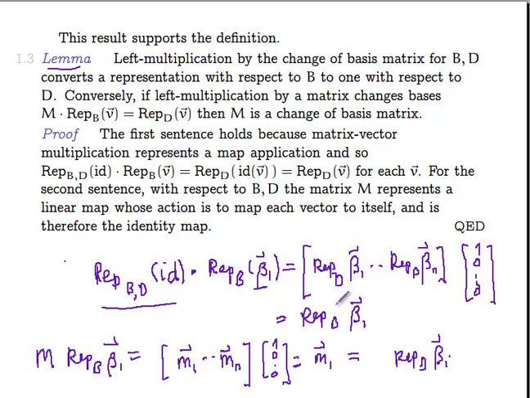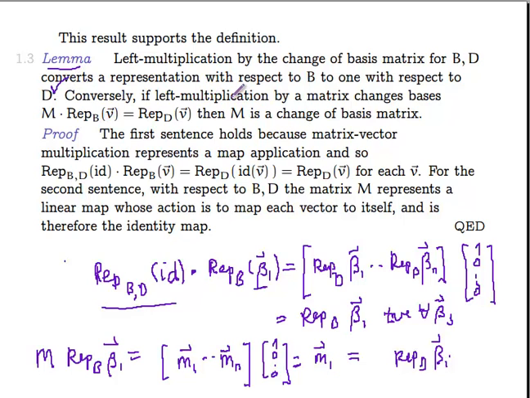Now, that's true for any beta j. That's true for all beta j's. And since it's true for all basis vectors, it's going to be true for all vectors by linearity. So that takes care of this first part of the lemma.